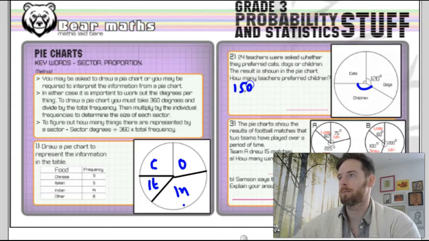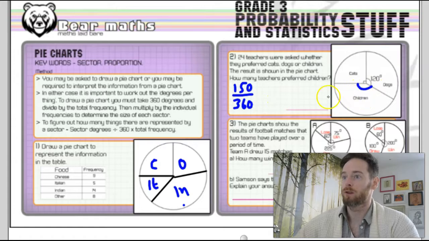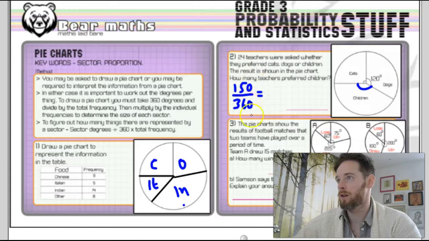So 150 out of 360 is the proportion of teachers that prefer children over cats and dogs. Okay. Now, the total number of teachers was not 360, it was 24. So what we want to do is cancel this fraction down so that we can make the bottom number 24. That would be the easiest thing to do here. Knocking off the 0 straight away means we can get 15 out of 36. Okay, that's dividing both numbers by 10.